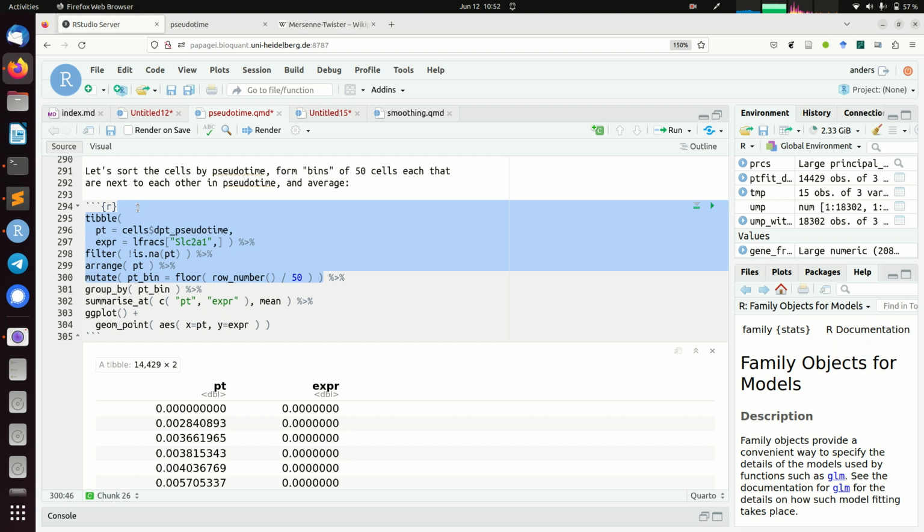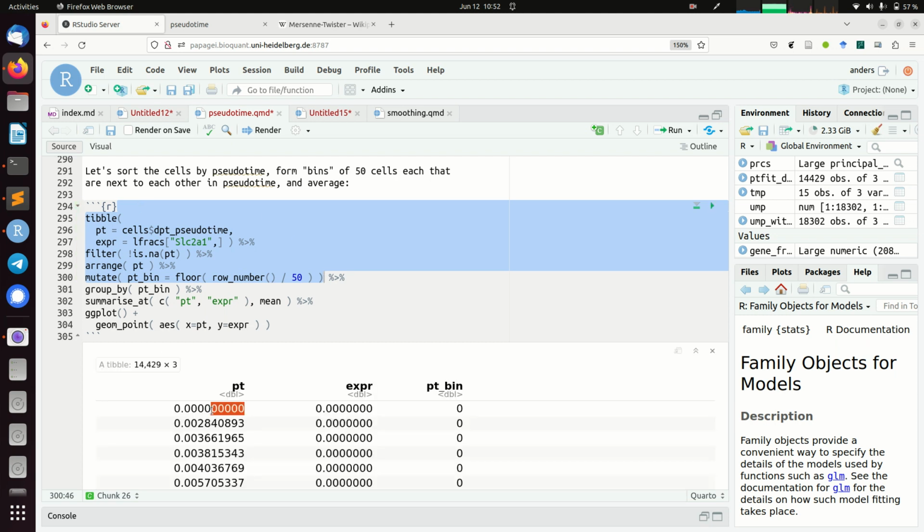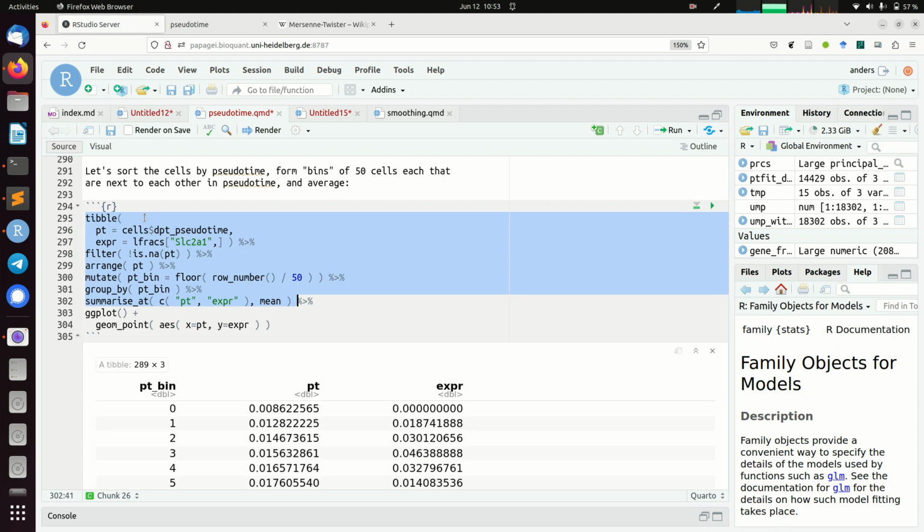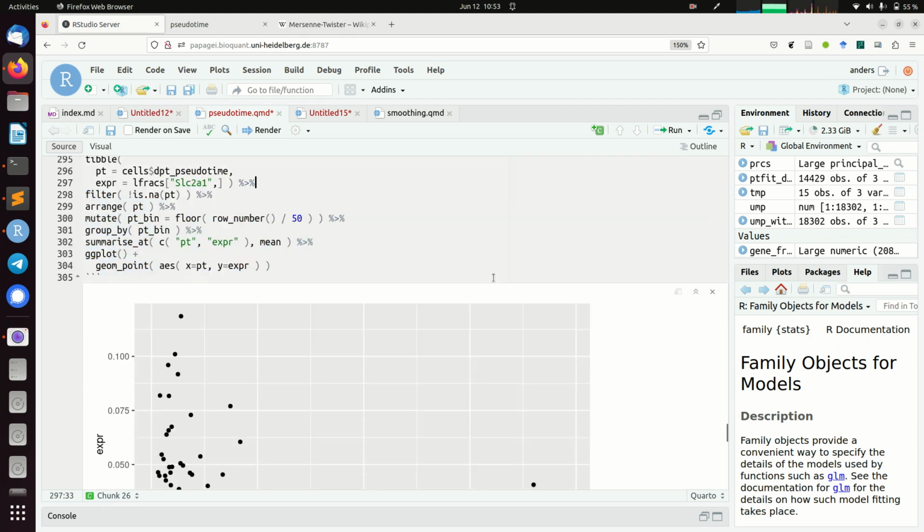And now I take the row number, divide it by 50, and apply floor, which is a function which rounds down to the nearest integer. So that if I do this, the first 50 get bin 0, the next 50 get bin 1, and so on. I can group by this, and then summarize by taking the mean of the expression over all these 50 for each bin. So each one here is now a mean over 50 cells, and I take the mean over the pseudotime and over the expression, and then I calculate my value here.